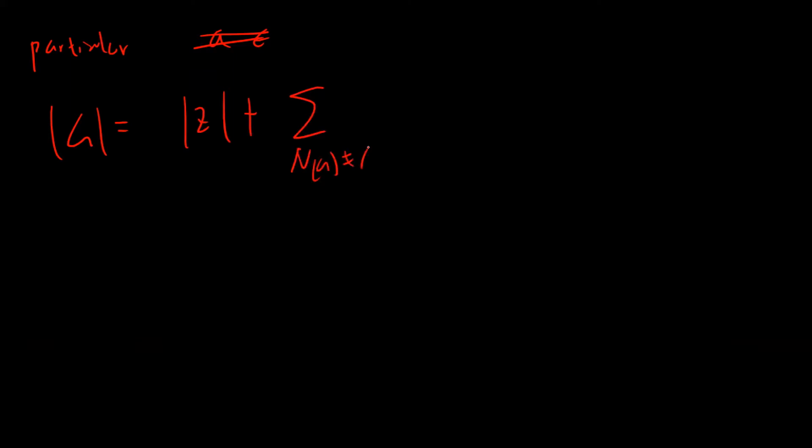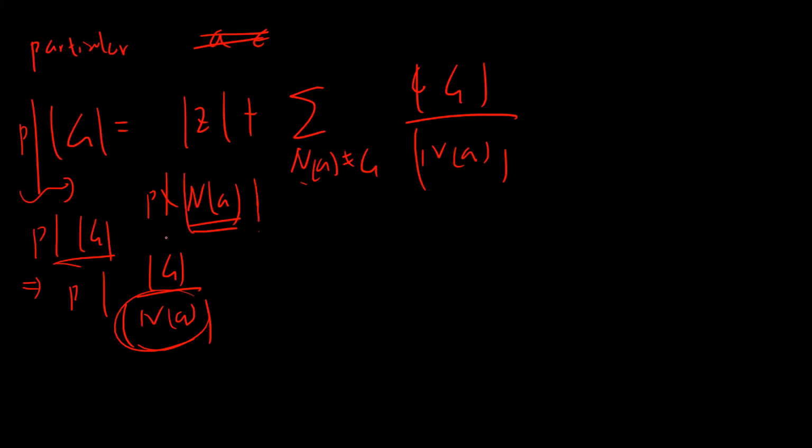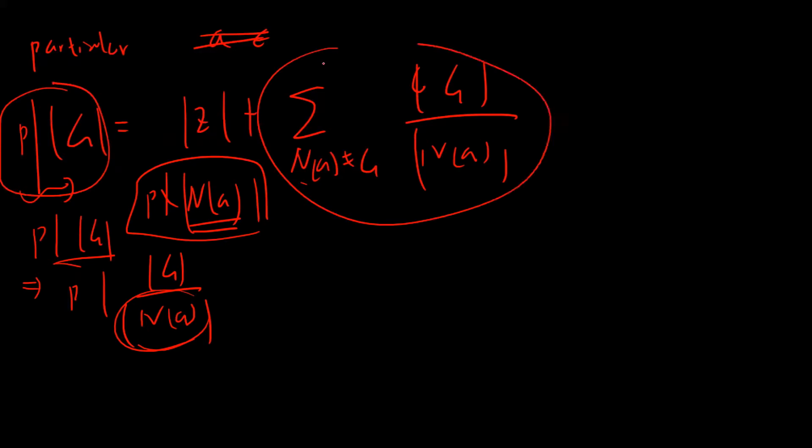So let's work with our class equation. By definition, P divides the order of G, and P divides the index terms. Since N(A) is not the same as G, by our assumption P should not divide the order of N(A), because no proper subgroup can be divisible by P. So this tells you that P divides the order of G and P divides the index terms, which tells you that P divides the order of Z.